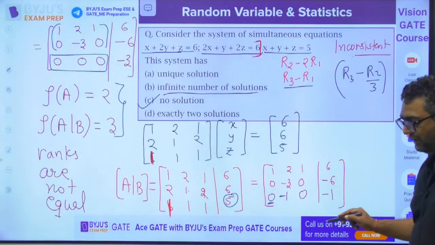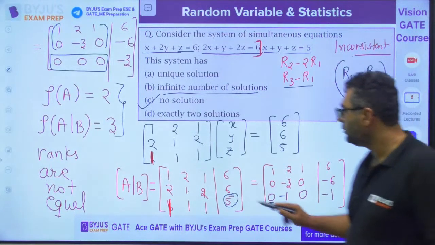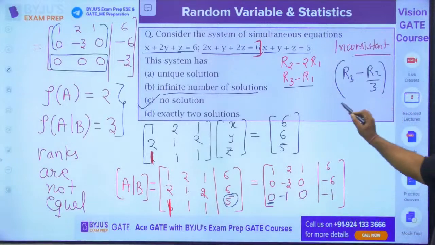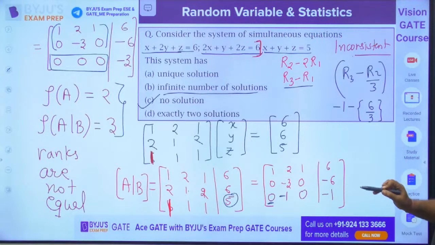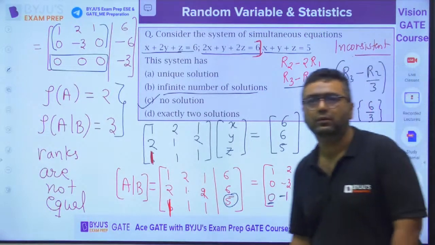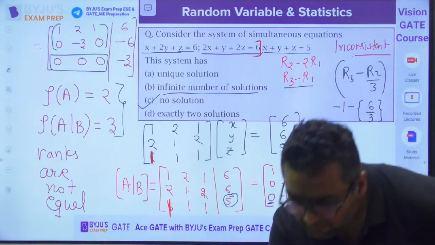So are we getting 3 here? Are we getting 3 here? Tell me that. This is minus 1, minus 1, minus of 6 by 3. It is correct only, I feel so. Is it clear? Is it clear, guys?